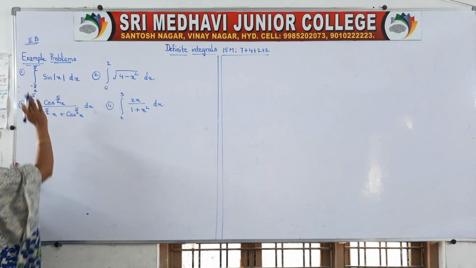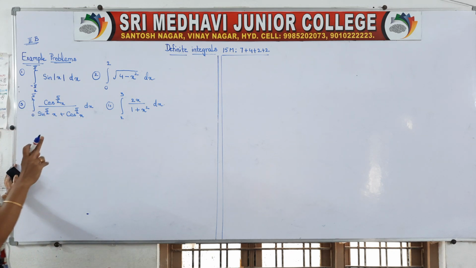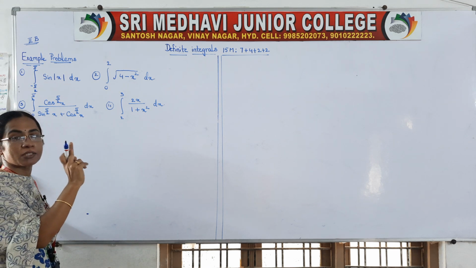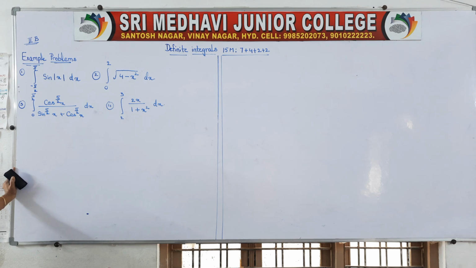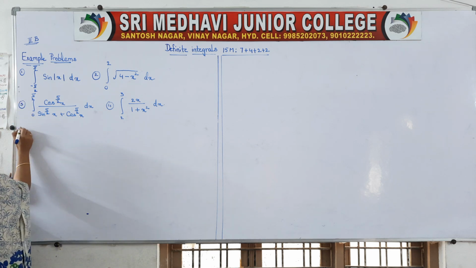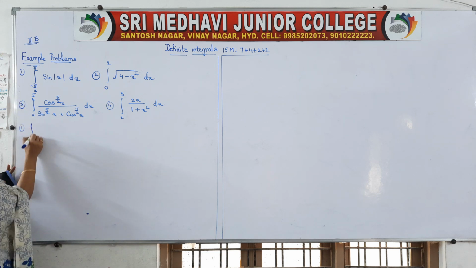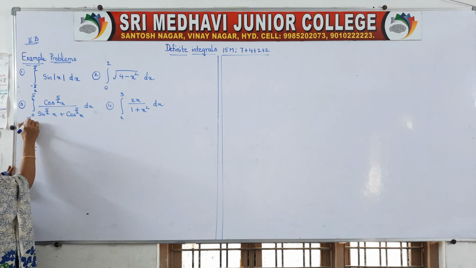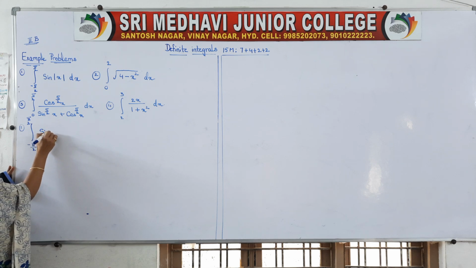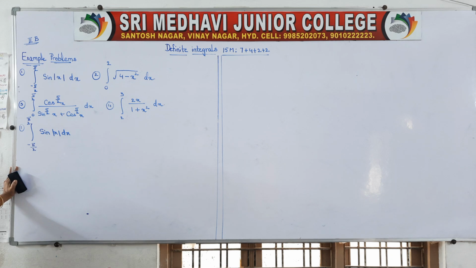Okay, so now come to this one. From this topic 15 marks are there: one 7 marks question, one 4 marks short answer question, and two 2 marks very short answer questions. So come to the first question, right? This is your first question. What is the given question to you? Find the integral from minus pi by 2 to pi by 2 of sine of mod x dx. Right, this value we have to find.